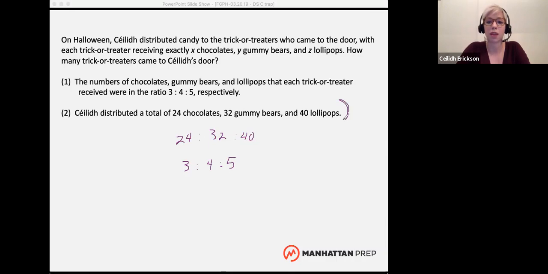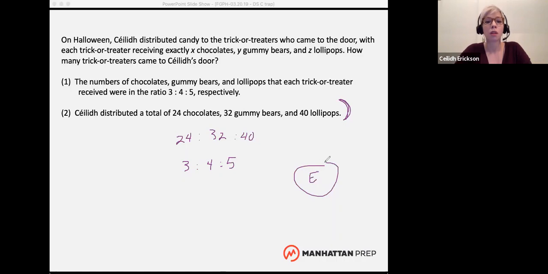These two statements gave us the same information. I mean, slightly different. Statement 2 gave us a little bit more information. It gave us concrete numbers. But statement 1 didn't add anything to it. If we know the numbers, we already know the ratio. So in fact, we just don't have enough, because it could have been one trick-or-treater getting all of this, or it could have been 8 trick-or-treaters getting 3 and 4 and 5 each. You get the idea.